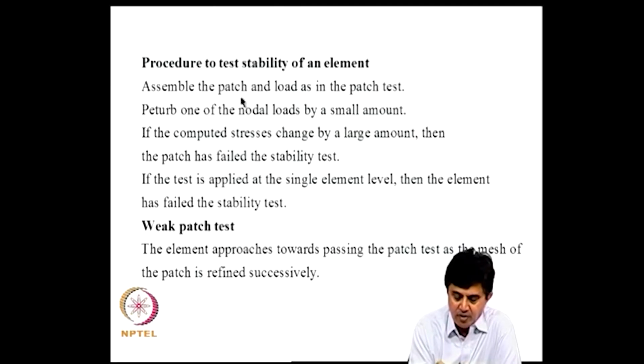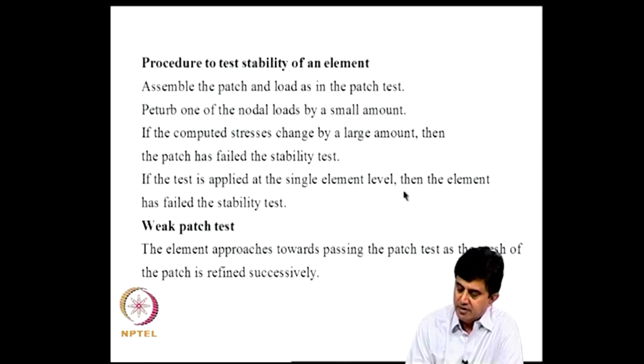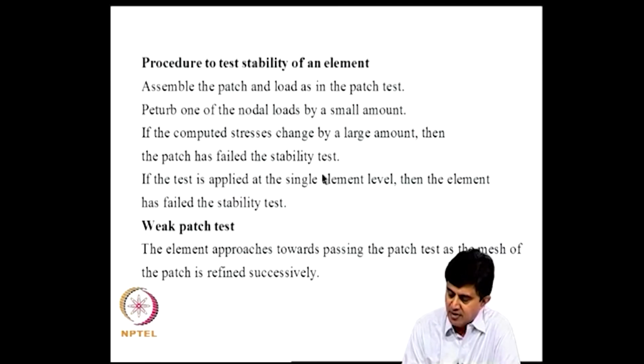What we do is we assemble a patch, as in the patch test, and apply the load as in the patch test. Now, assuming that the element has passed the patch test, we perturb one of the nodal loads by a small amount. If the computed stresses change by a large amount because of this small perturbation, then the patch has failed the stability test. If the test is applied at the single element level, then the element has failed the stability test. That means, if at the element level we see that a small perturbation to the loads as depicted here produces large changes in the stress values, again we say that that particular element has failed the stability test.